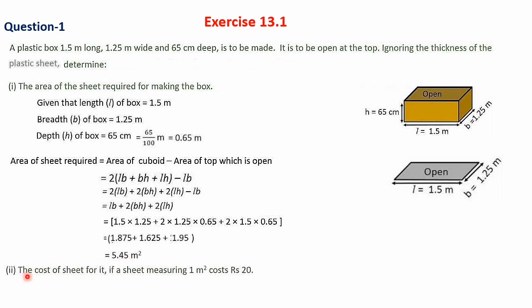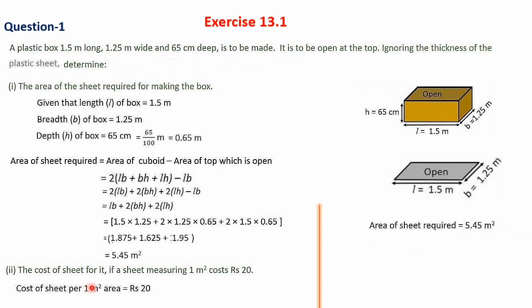Now the second portion, cost of sheet. If a sheet measuring 1 meter square costs rupees 20, means we need 5.45 meter square of sheet for making the box. So we have to calculate how much amount. The given condition we will write: the cost of sheet per 1 meter square area, 1 meter square area cost is rupees 20. So required area for us is 5.45 meter square. We have already calculated and kept here 5.45 meter square.